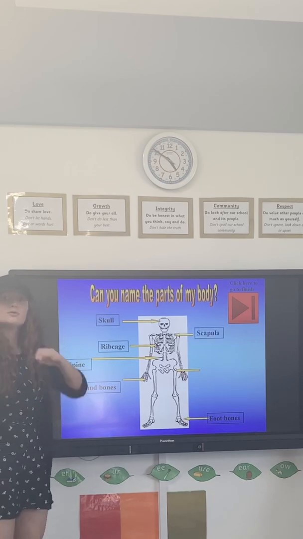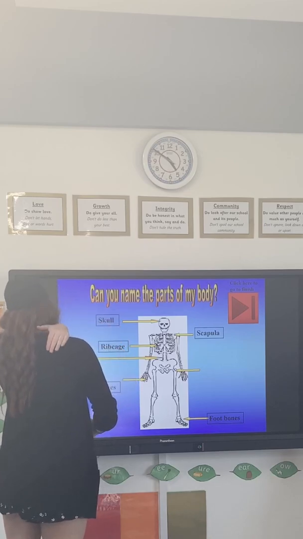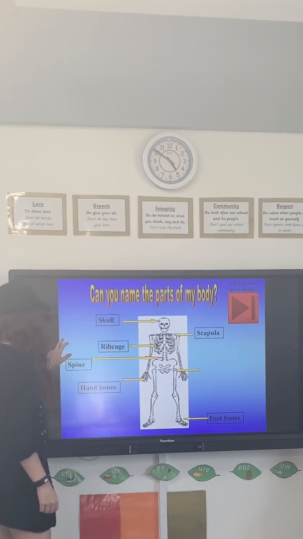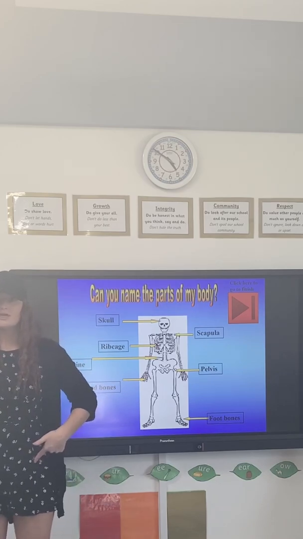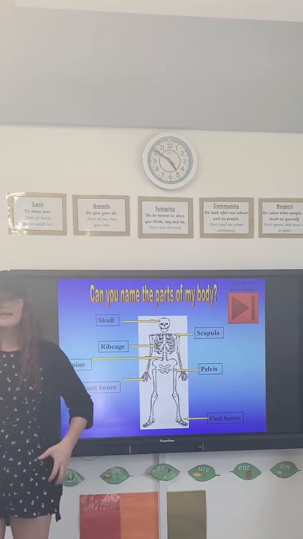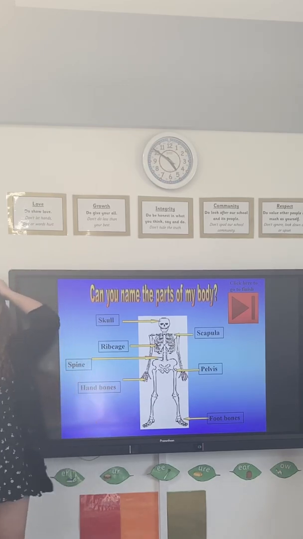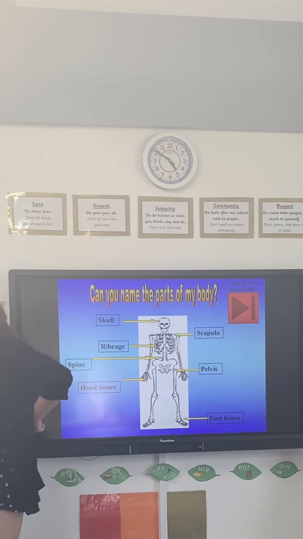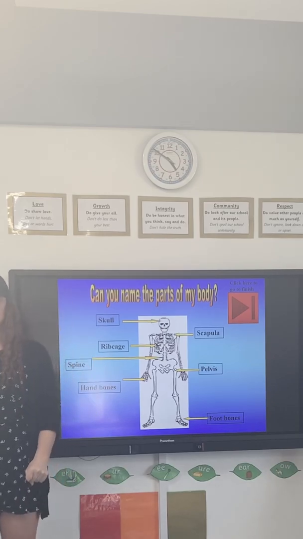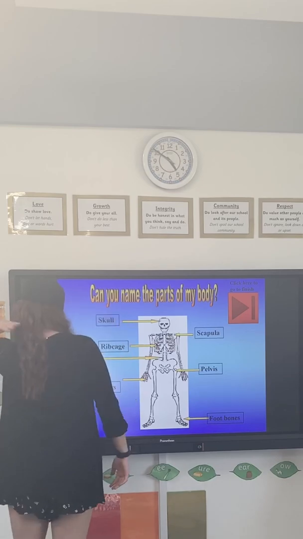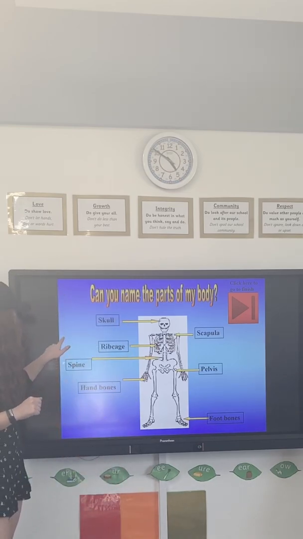We've got the scapula, which is the shoulder bone at the back here. You've got two of them, so one here and one here. That's called the scapula. Then you've got the pelvis, which is this point here, and the pelvis connects your legs to your torso. So, skull, rib cage, spine, hand bones, foot bones, scapula, which is your shoulder blades, pelvis, and they're the main ones that we're going to be learning about today.